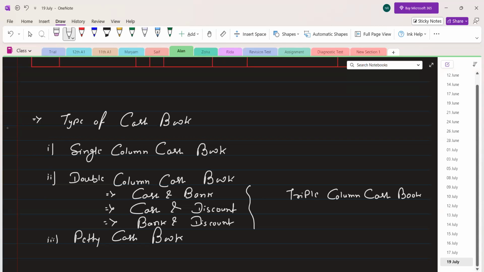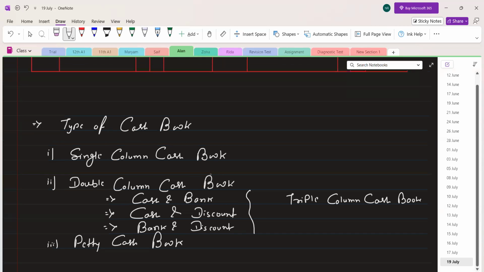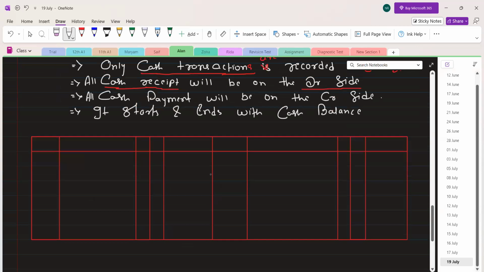All of these come under double column cash book. But if you combine these three, then it becomes a triple column cash book. Can you call a double column cash book a triple column cash book? No, double column and triple column cash books are different. Generally there is no such portion as triple column, but if we combine all three, it is called a triple column cash book. It is not part of the double column cash book. It is separate.